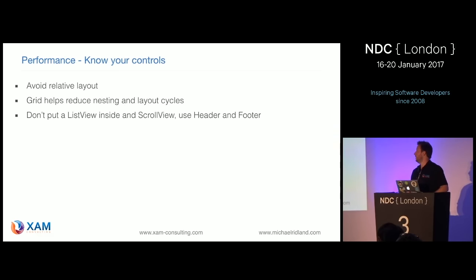Don't put a list view inside a scroll view. Use the header and footer. What people will do is they'll get a list view, and then they'll put a grid with a header, and then they'll put a scroll view, and then put a grid with a header, and then they'll put the list view inside that. But what actually happens is if one of the bits of text inside the grid changes, it does a full layout cycle. And the list view does a complete layout again. Whereas if it's just the list view, then it doesn't have the layout cycle problem.